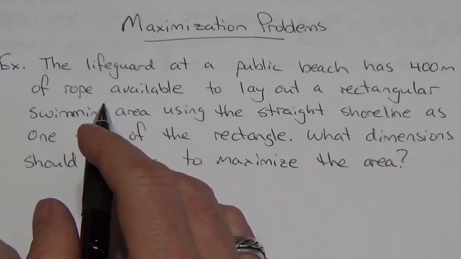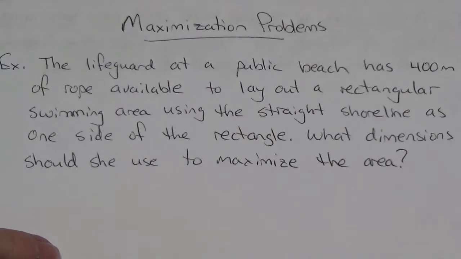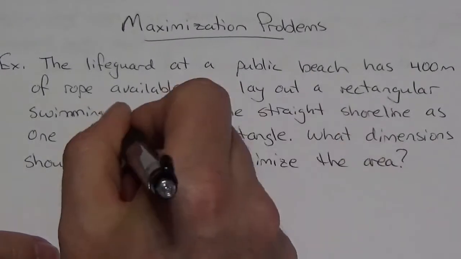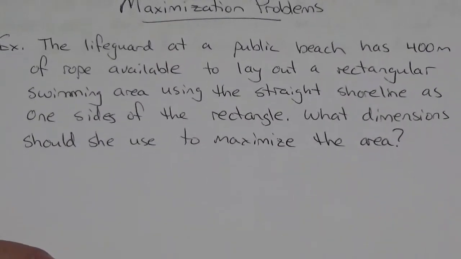The lifeguard at a public beach has 400 meters of rope available to lay out a rectangular swimming area using the straight shoreline as one of the sides of the rectangle. What dimensions should she use to maximize the area?